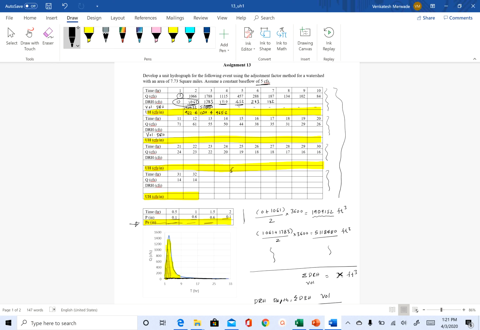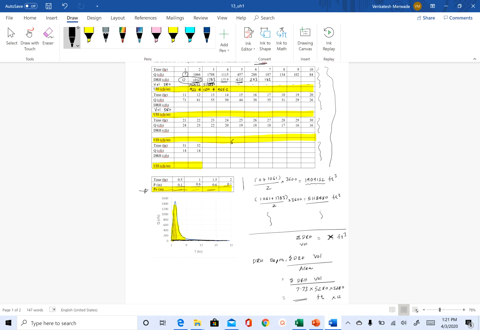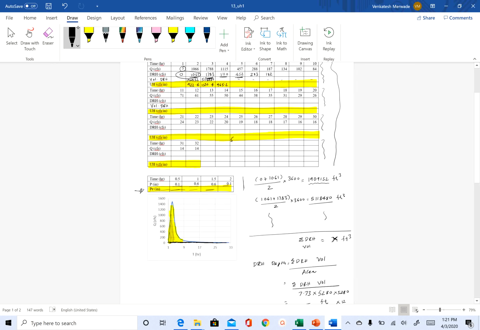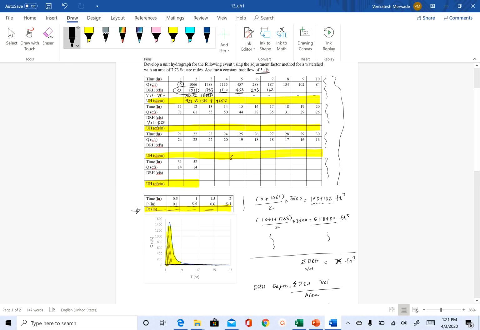So by now you know what a unit hydrograph is, and you know one method to derive a unit hydrograph. So complete this assignment on your own. If you want, you can use Excel and get the values and fill out the answers on Blackboard.